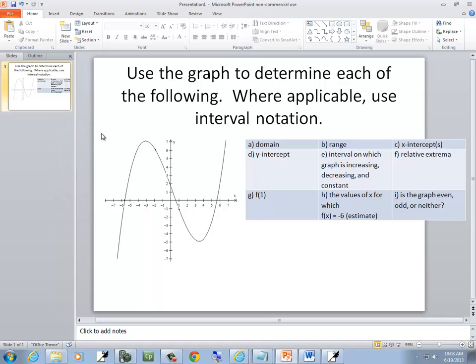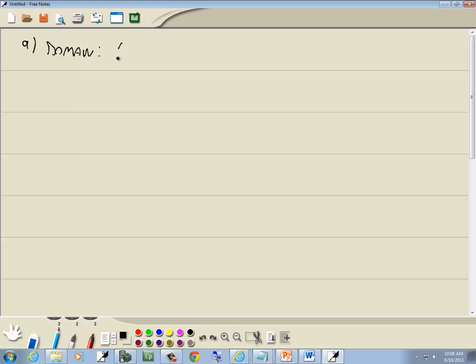Domain is the x values where the graph exists. As it's going down, it's slowly going left, so it'll keep slowly going left till it goes to negative infinity. As this is going up, it's slowly going to the right, so it'll keep going to the right till it's going to positive infinity.